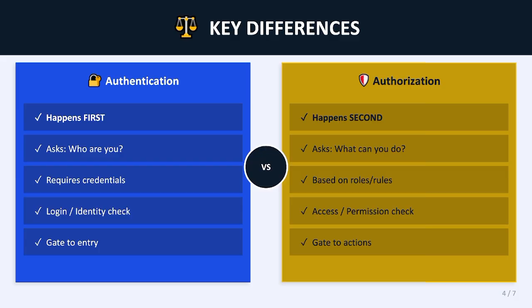Required credentials for authentication: simple ID, login, anything. Then authorization depends on the rules. Rules like the student, the teacher, the principal, the janitor. That's authorization. What can you do? What rank are you? Authentication deals with the login identity check, while authorization is the access and permission check. Authentication is the gate to enter, and authorization is the gate to access.